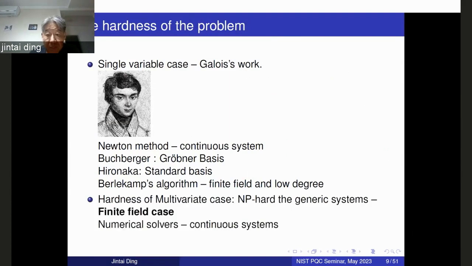Okay? And so in general, we can also prove that, let me repeat, even a random set of a nonlinear polynomial system with n equations and n variables is an NP-hard problem over finite fields. So this is really a hard mathematical problem.